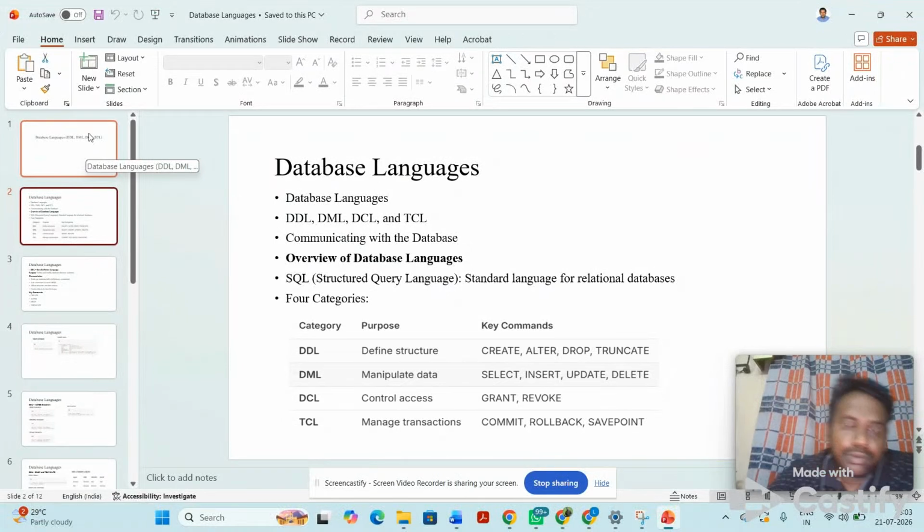So here we are going to discuss the next topic, which is nothing but what are database languages. Here we are going to discuss what is a DDL, what is a DML, what is a DCL, and what is a TCL.